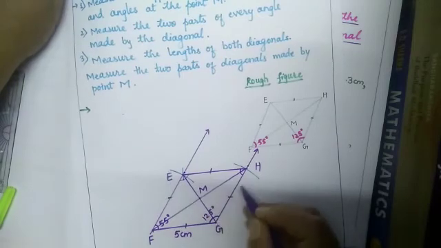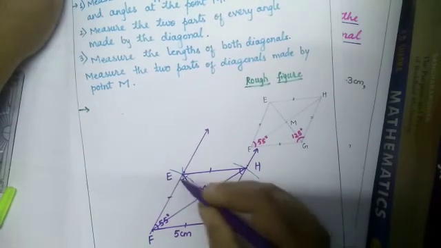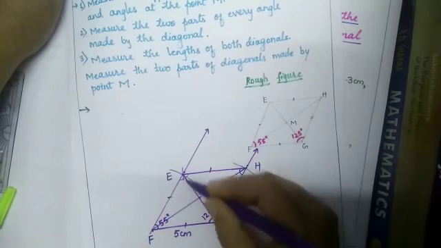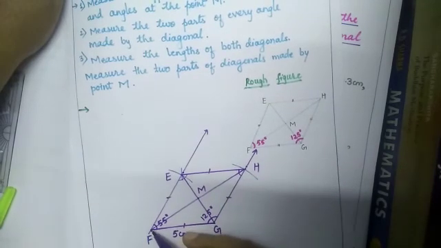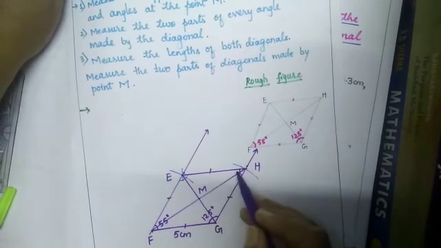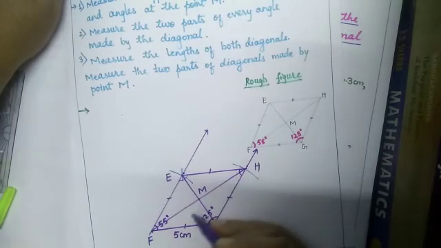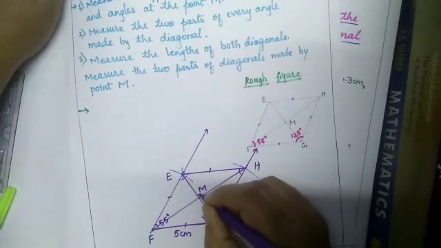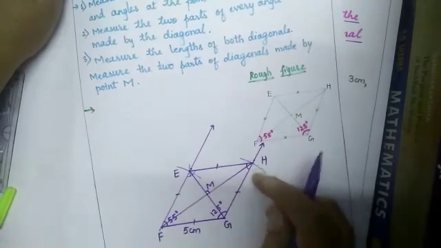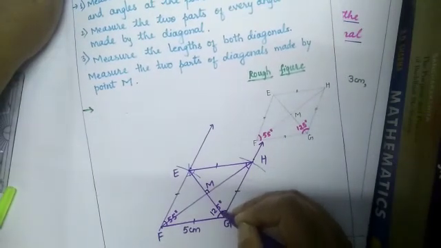Diagonals bisect opposite angles. Opposite angles are angle E and angle G. They are bisecting with this diagonal EG and FH. Then diagonals bisect each other and they are perpendicular to each other. So EG and FH are perpendicular to each other.